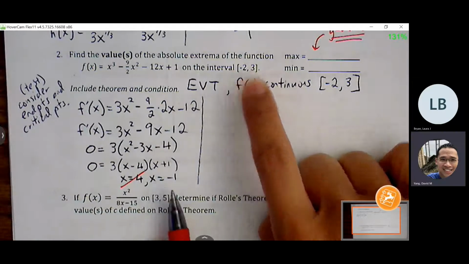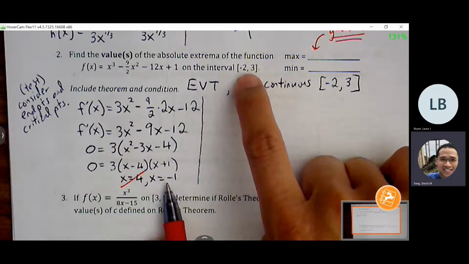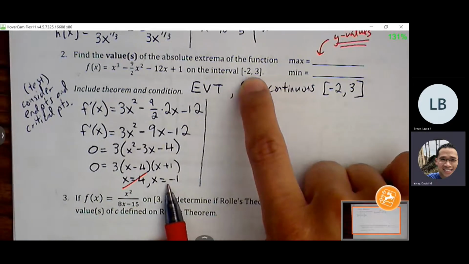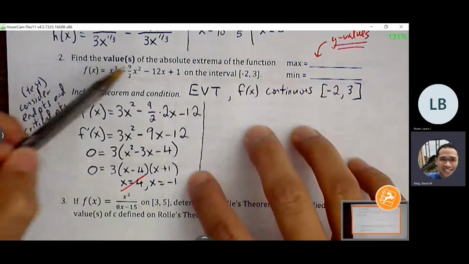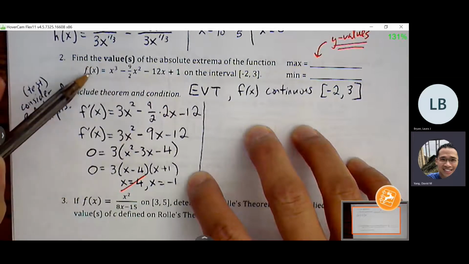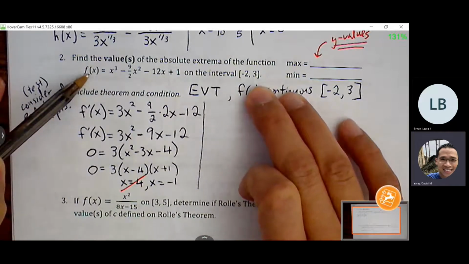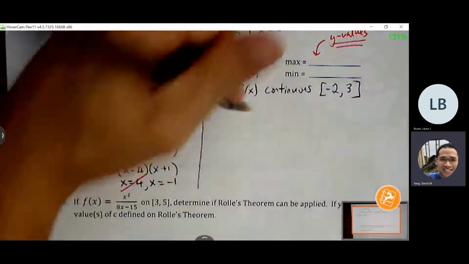So we have 3 points to test. We have 1 critical point and 2 endpoints. These are the only points that have a chance of being an absolute max value, absolute highest or absolute lowest. So we insert them back into the original function, right? Not into the derivative. We're done with the derivative. Now we're looking for location. We're looking for height, position at these endpoints and critical points.